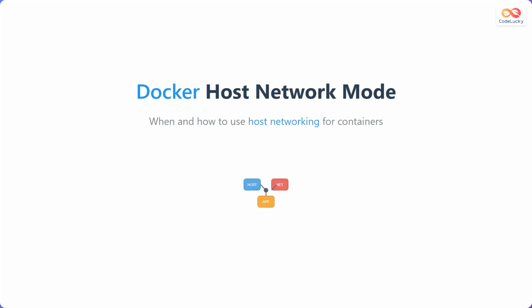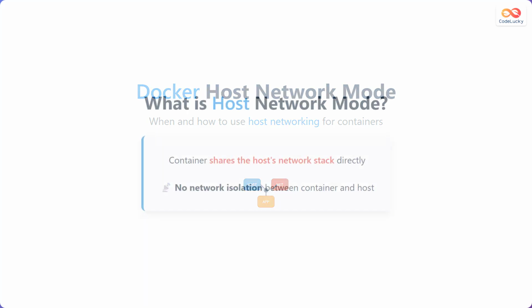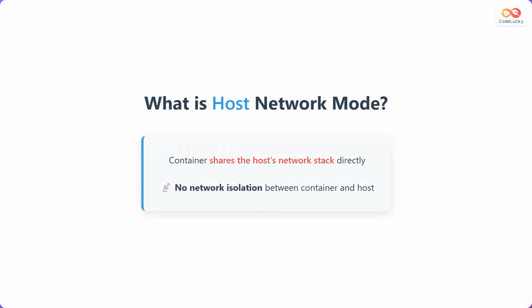Docker host network mode. Let's explore when and how to use host networking for containers. What is host network mode? In host network mode, a container shares the host's network stack directly. This means there is no network isolation between the container and the host.